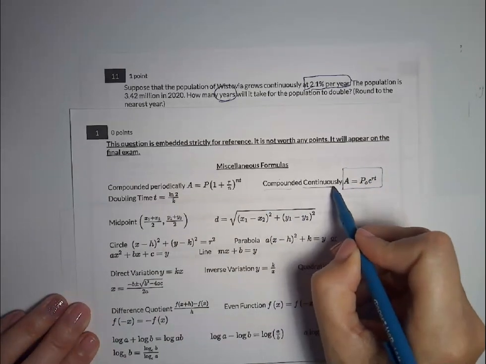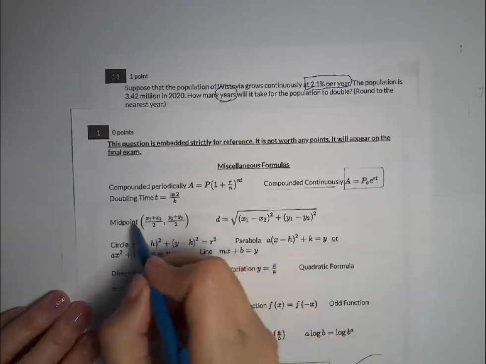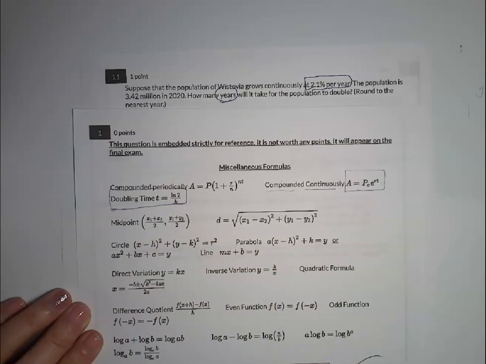If it says compounded continuously, you're going to use this one. Okay? So if you need that one, it's there. Oh, and here, look at this. Here's the doubling time formula too. So if you need that one, it's there too. So far, we know both of those.